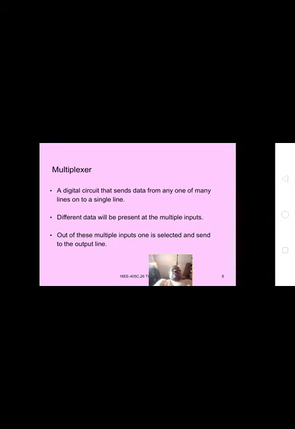Okay, now different data will be present at the multiple inputs, according to our requirement. Out of these multiple inputs, one is selected according to our inputs, and that data is sent to the output line. That is many inputs to a single output.